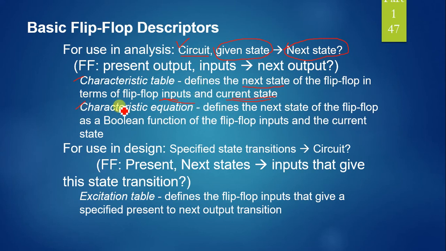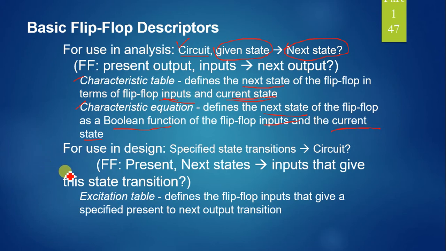The characteristic equation defines the next state of the flip-flop as a Boolean function of its inputs and the current state. So the characteristic table will define its next state. At the same time, the characteristic equation also will define its next state based on the current inputs and current state.